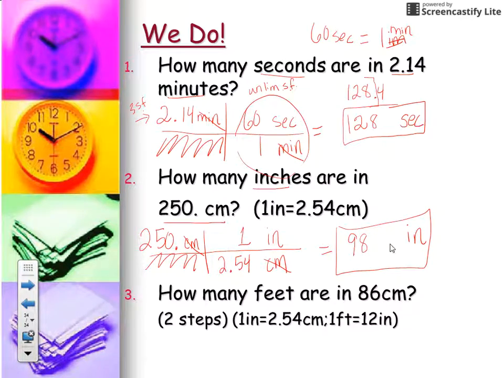Sorry, I don't know what happened there. So 98.4 will be your answer, rounded to 3 significant figures.